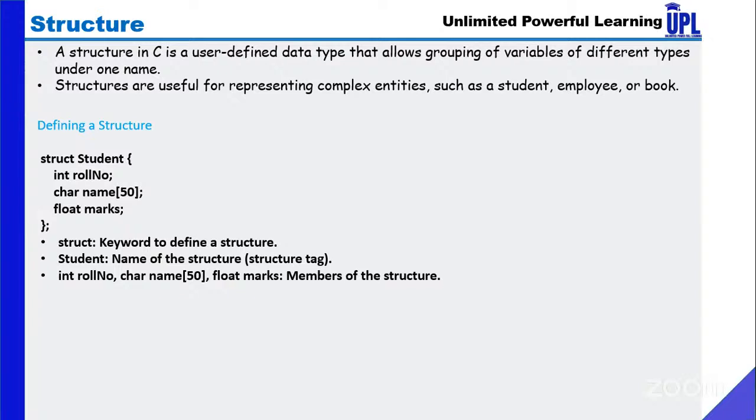So structure in C is a user-defined data type that allows grouping of variables of different data types under one name. So it means that when you talk about a character, it is an array, right? It is a homogeneous collection of data items of a similar data type. If you have an array of 50 characters, so this is one. And here the data type is int, roll number, and float marks, okay? So if you want to combine like this, then only we can come up with one data structure. I can say that, okay, the student.